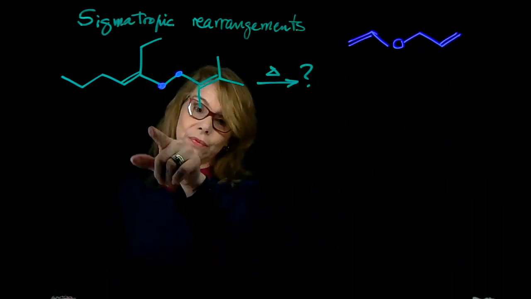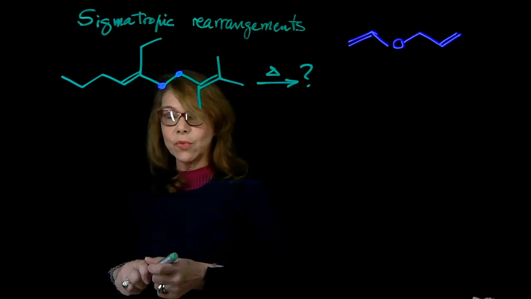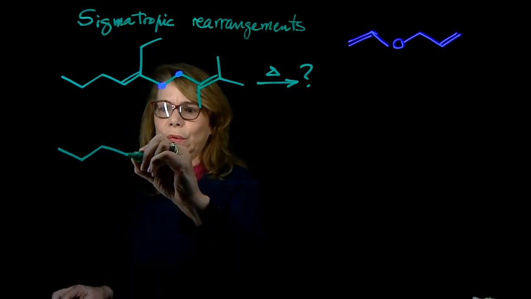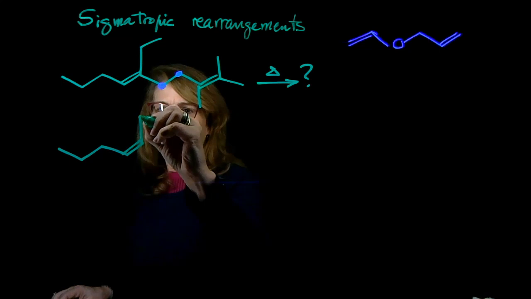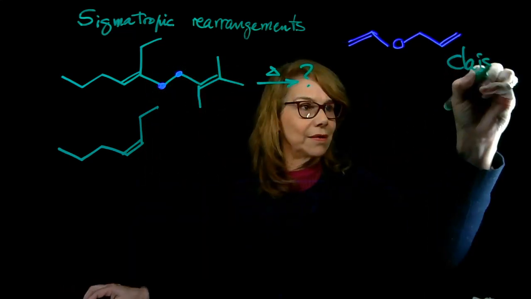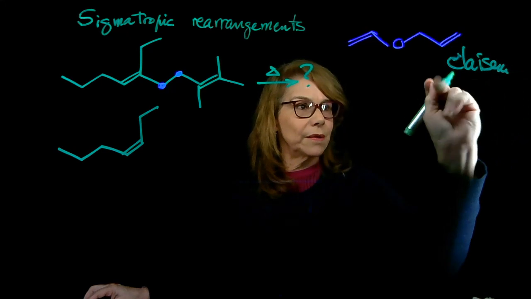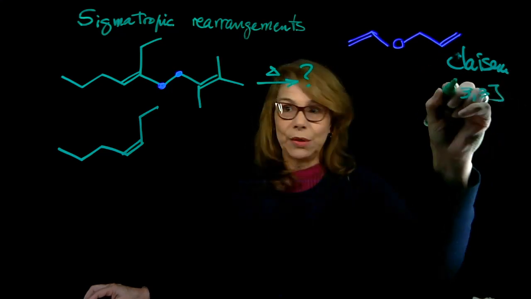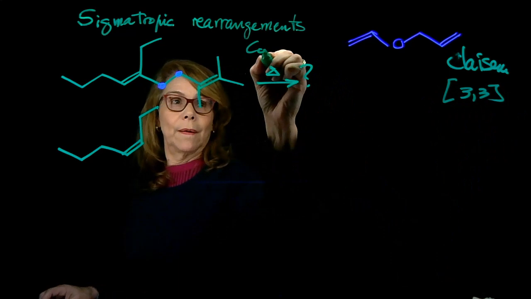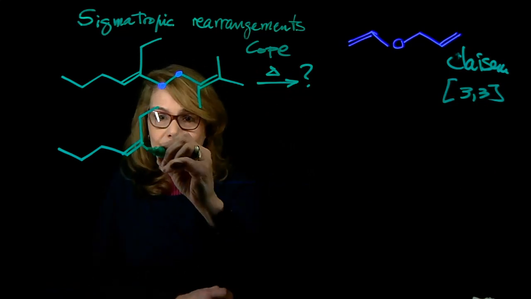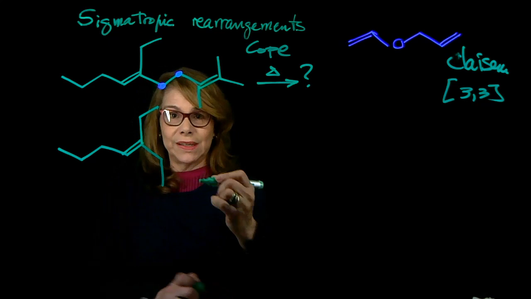Now we're going to be redrawing this molecule to make a cyclic transition state, similar to what we did in the case of the Claisen rearrangement, which is a 3,3, remember? And now we're going to be doing a Cope, 3,3.